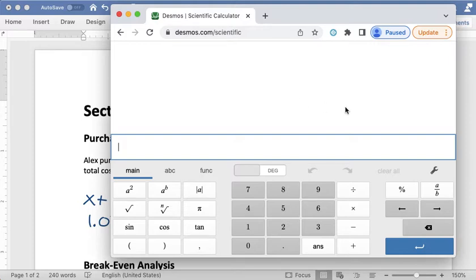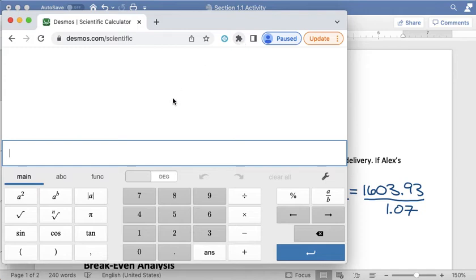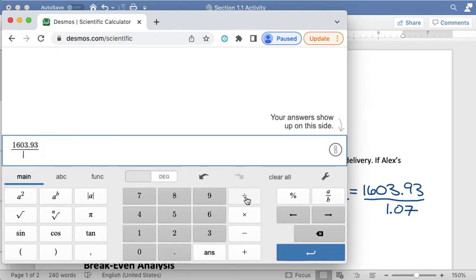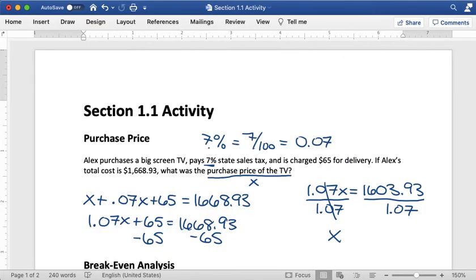They also have an app if you want to use this on your phone. I find that the web browser works really well because I can type numbers on my keyboard instead of having to click the keys, and so it goes a little bit faster. So the problem that I'm trying to do here is 1603.93 divided by 1.07. And I have my answer here on the right side of $1,499. So that is the purchase price of the TV.